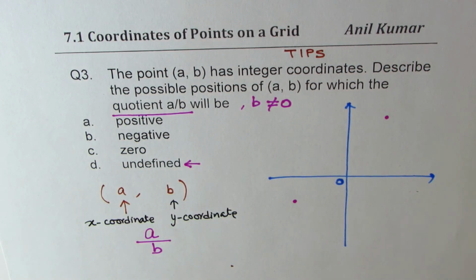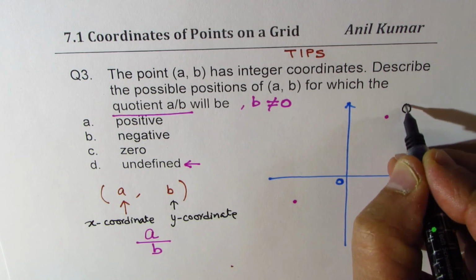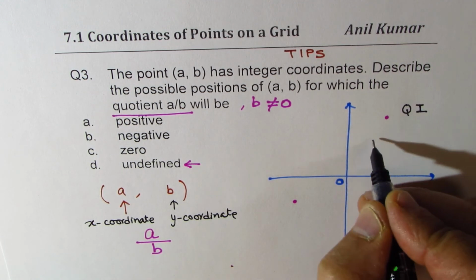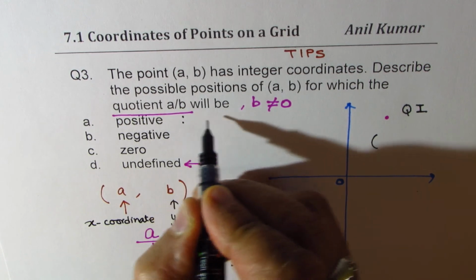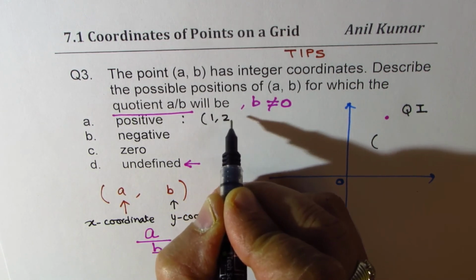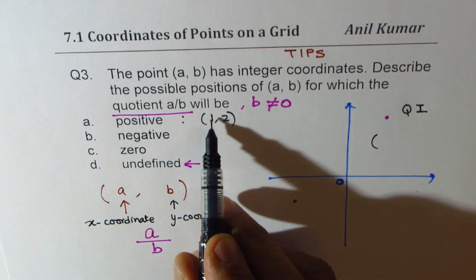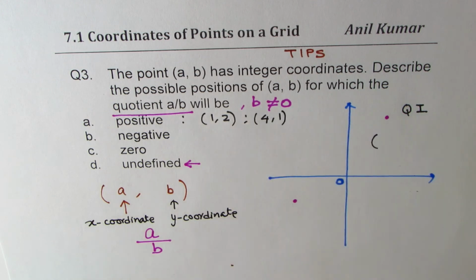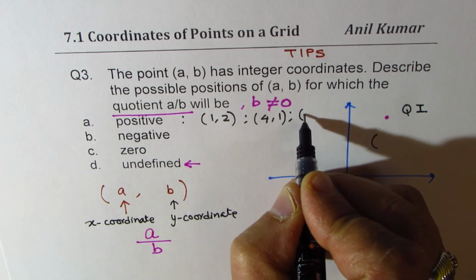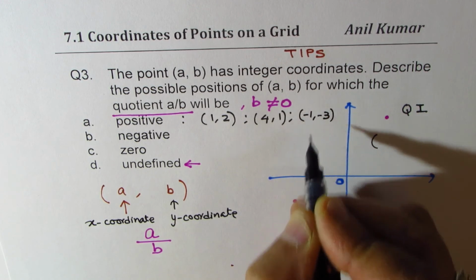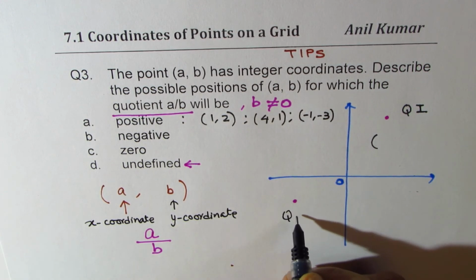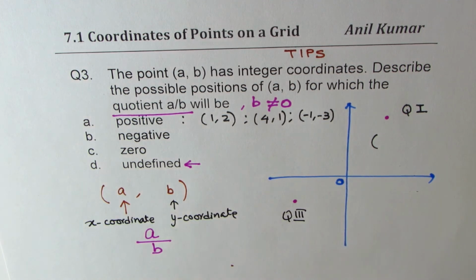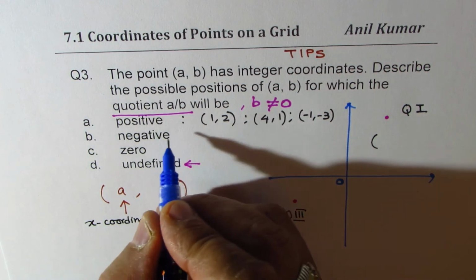Let's begin with this. In quadrant 1, we'll have both positive. So a point here could be, for example, (1, 2), right? That will give me positive when I divide 1 by 2. I could also write (4, 1). That is also positive. I could also write (-1, -3), a point in quadrant 3. Since both are negative, when you divide them, you get a positive result. You get the idea.